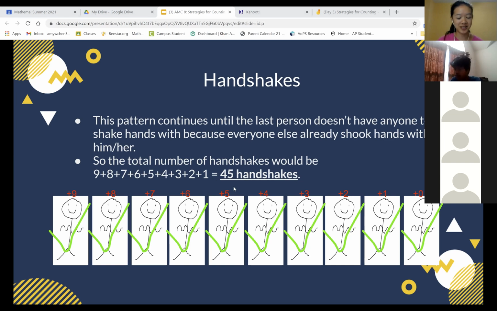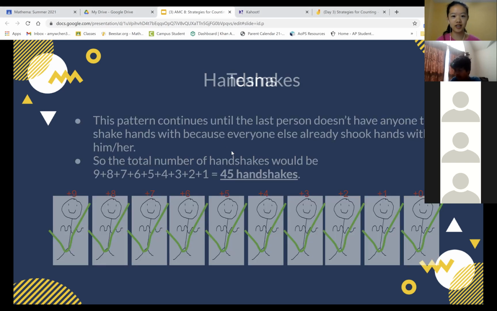Okay, so does everyone understand how this works? Like the first person, if there's 10 people in the room, the first person shakes hands with 9 people, then it goes all the way down. Okay, nice. All right.